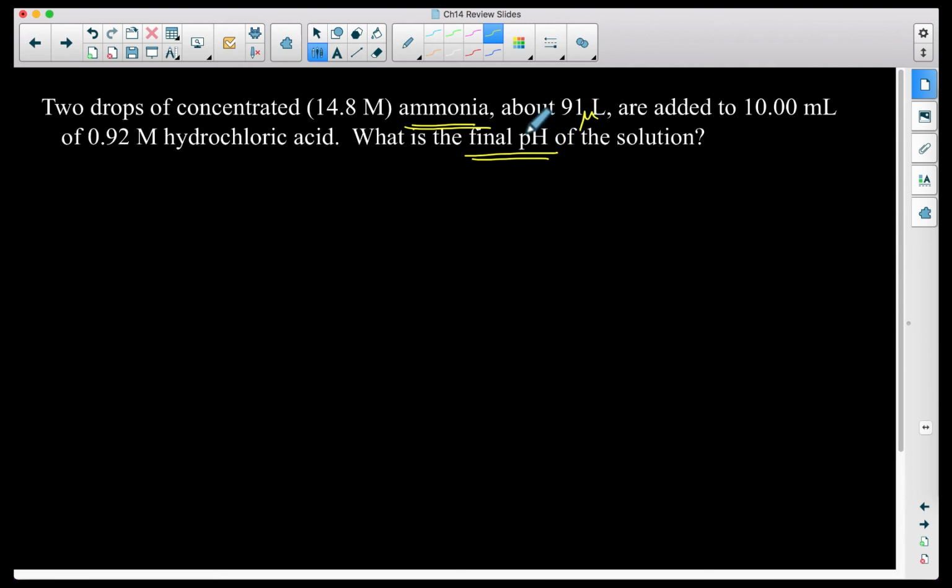So ammonia, this part's important, is a base. That is a base you should memorize. You should know that one, and I do expect you to know that. So we'll have our HCl plus my NH3.